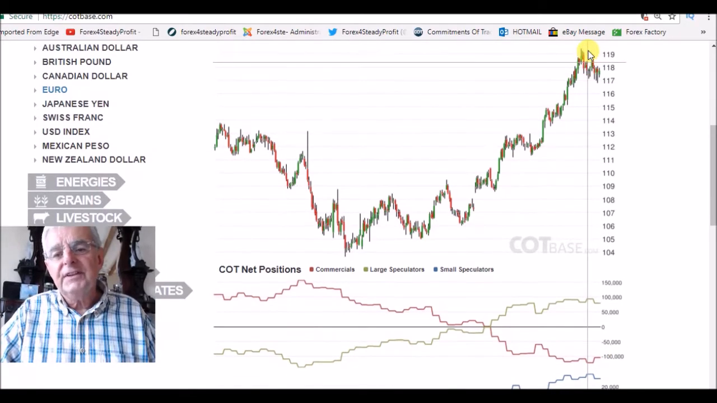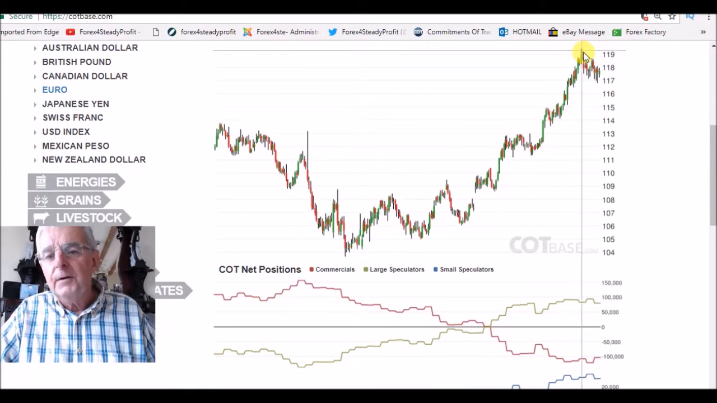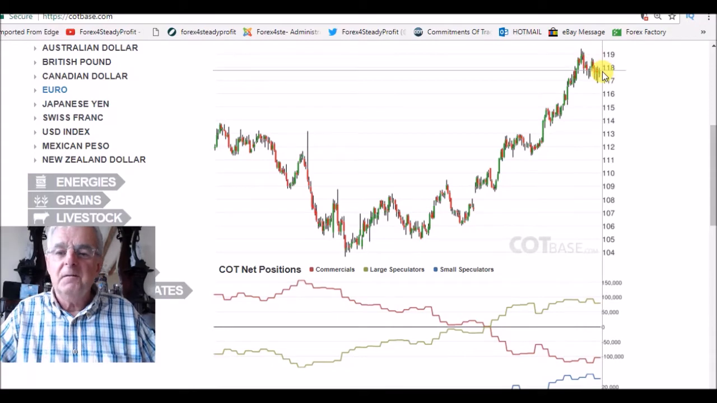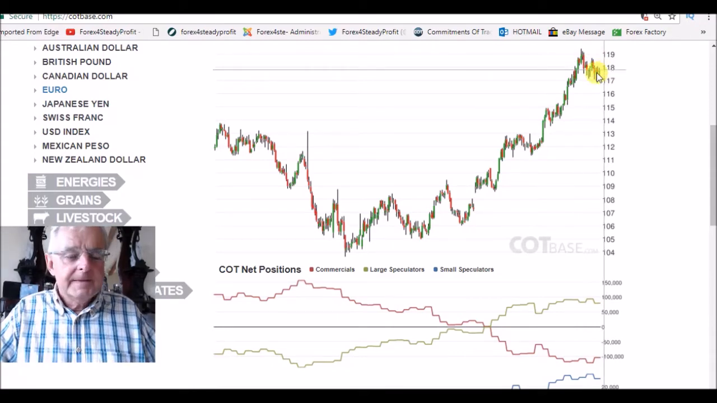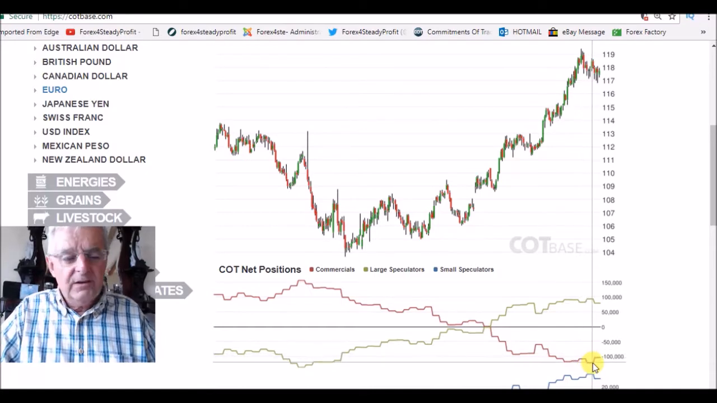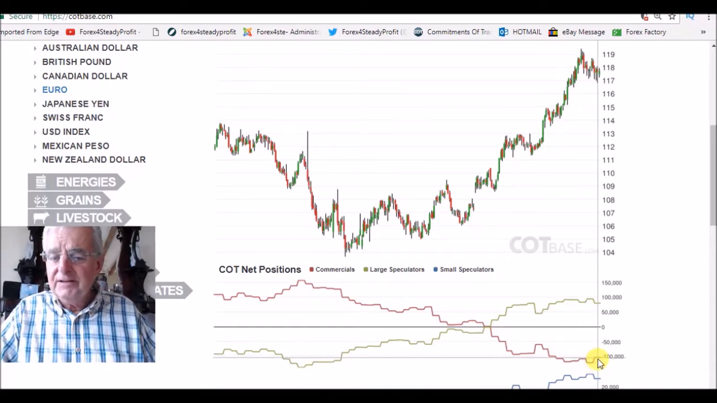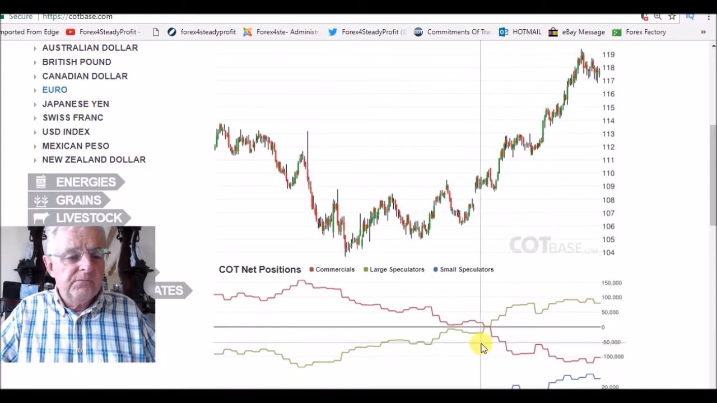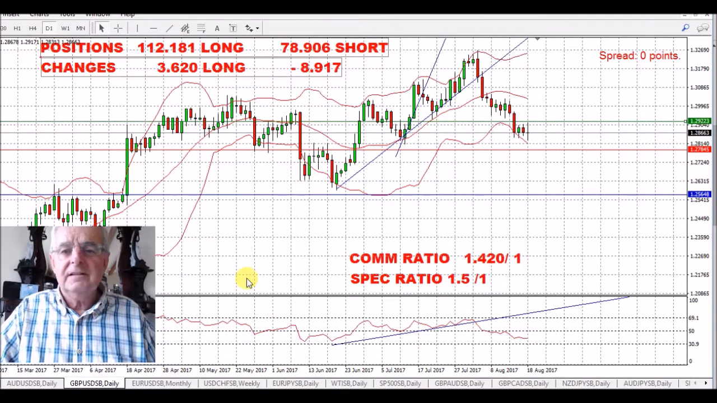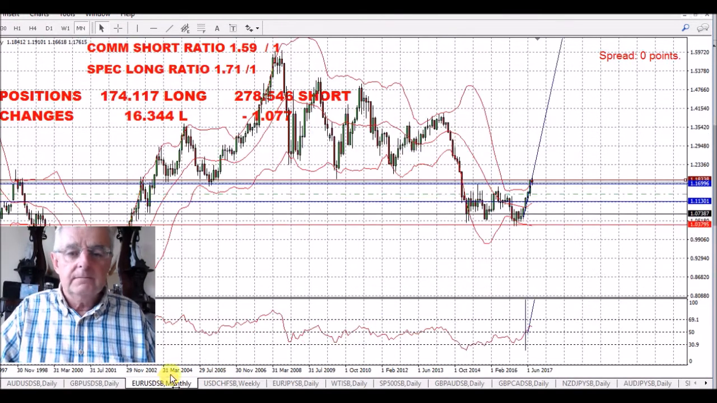If you look at the tops of the candles here, we've had downside. I might expect, we'll have a look at the chart, but obviously we're still well oversold. We're at an extreme limit. But we're getting a little bit of sideways movement at the top of the chart. Where's the euro? There we go.